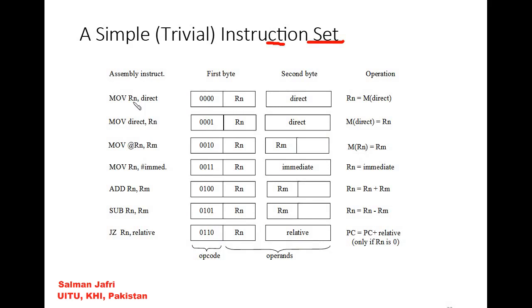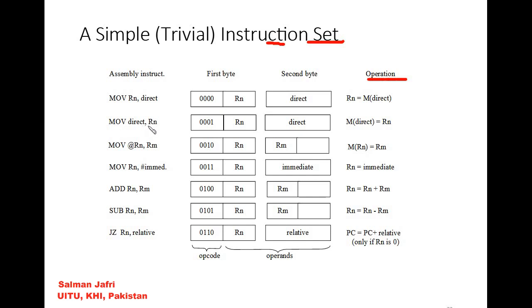This is basically the assembly language instruction, the first byte and the second byte, and these are the type of operation that are performed, right? So move Rn comma direct, which is a direct addressing mode instruction. So memory contents of this address location are transferred into register Rn.